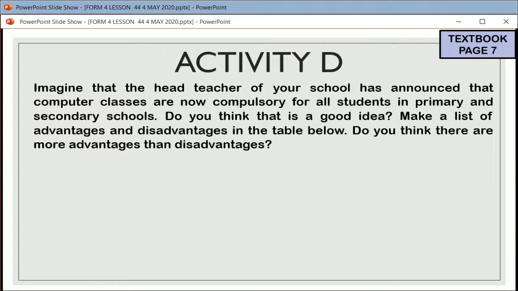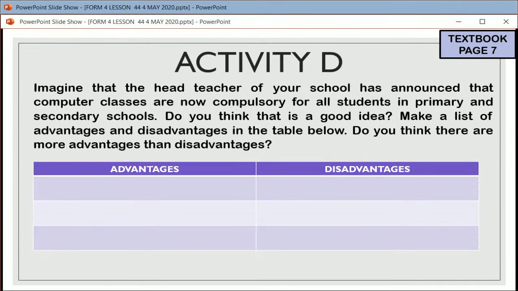Oh, Kife, it is not real. Huh? This is a scenario. Okay, it's not a real thing. So do you think it's a good idea? Right? So you need to make a list of advantages and disadvantages in the table below. Do you think there are more advantages than disadvantages? So you have the table in activity D.